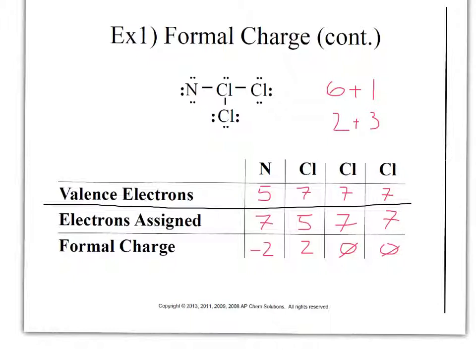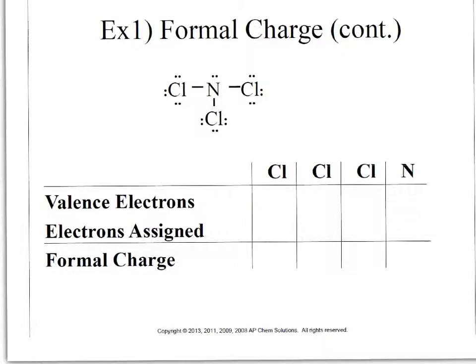So looking at these numbers right there, negative 2, positive 2, 0, and 0, this structure is not likely to occur. It's got too many non-zero values in it, and they're on different ends too, negative 2, positive 2. So this structure right here, more than likely, without even looking at the other one, isn't likely to occur. Okay, let's do the same thing with this other structure.